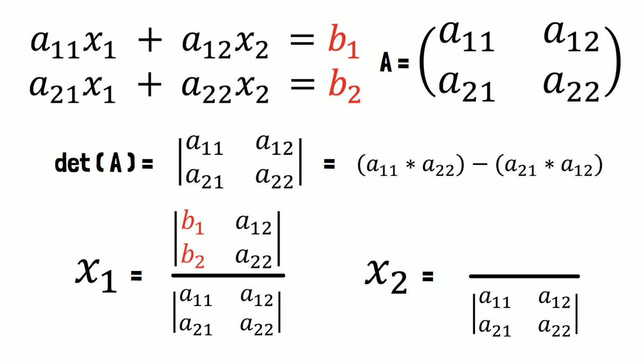For x1, the numerator is the determinant of A, where the first column is swapped out for the solutions. So A11 becomes B1 and A21 becomes B2. Now you also see why I put the solutions of the initial system of equations in red. It makes things easier to see where they are placed in the solution for x1.